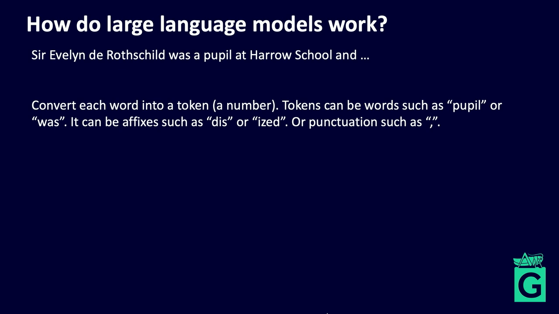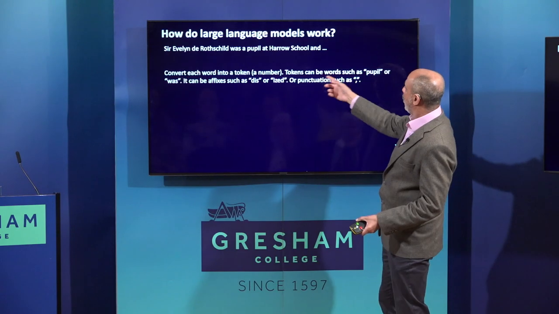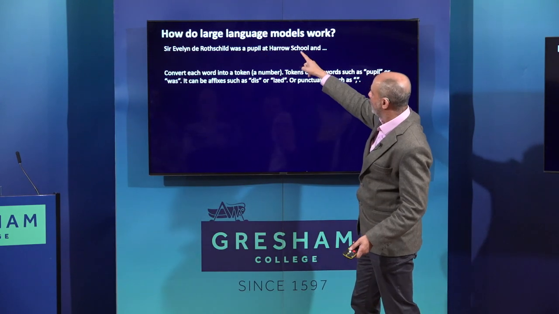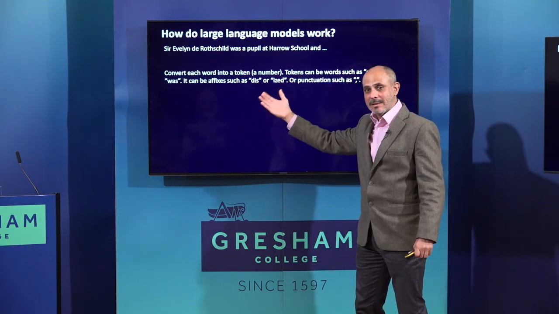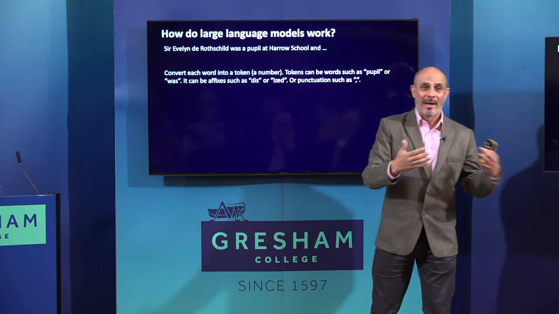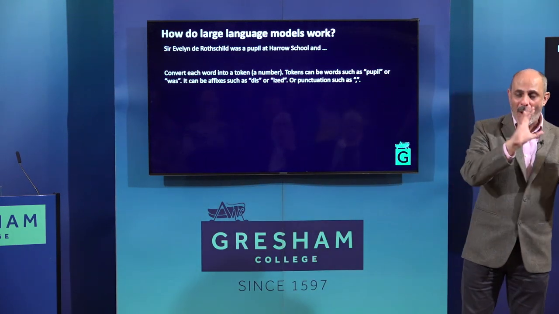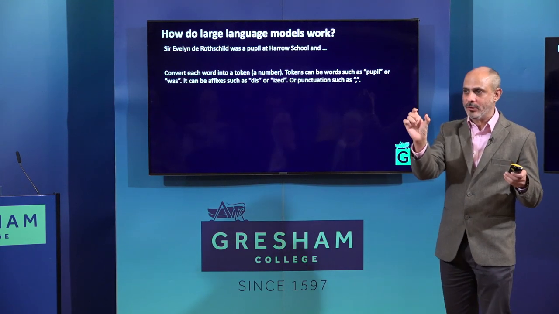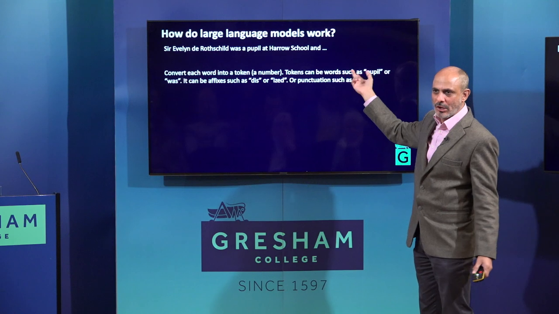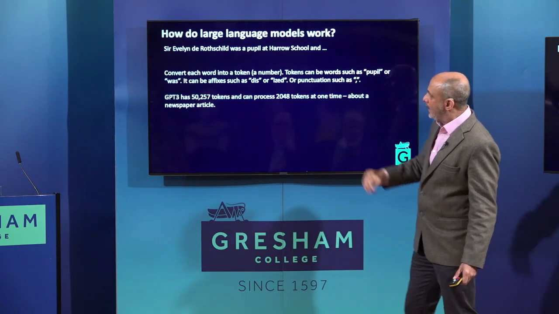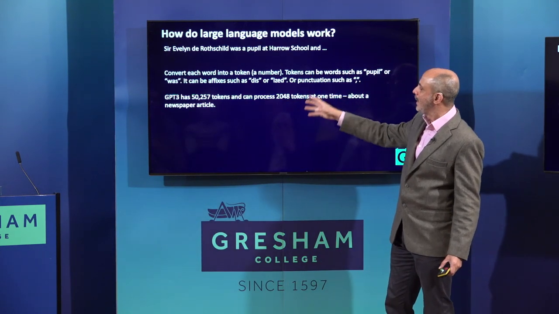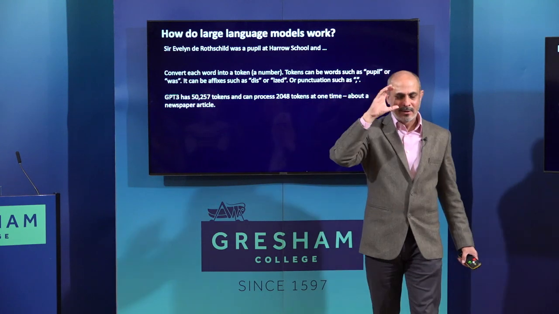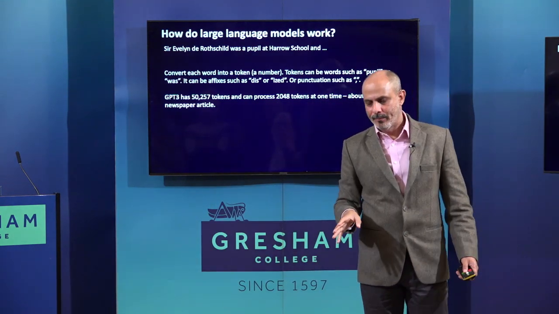Well, the first thing it does is convert each word into a token, which is basically a number. Right? So tokens can be words, such as pupil, or school, or was. It can be a suffix, such as "dis," like disappointed, or "eyes," analyzed, or anything. Those are parts of words, or words, which are tokens it can use. Or you can even have punctuation, such as commas. Turns out that GPT-3 has 50,000 tokens, and it can process about 2,048 tokens at one time. So you can feed in something like 2,048 words at a time. How much is that?